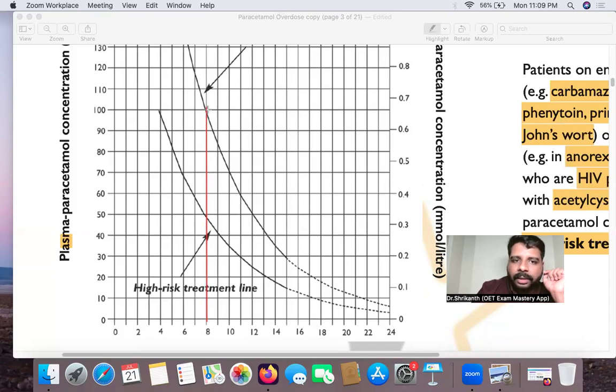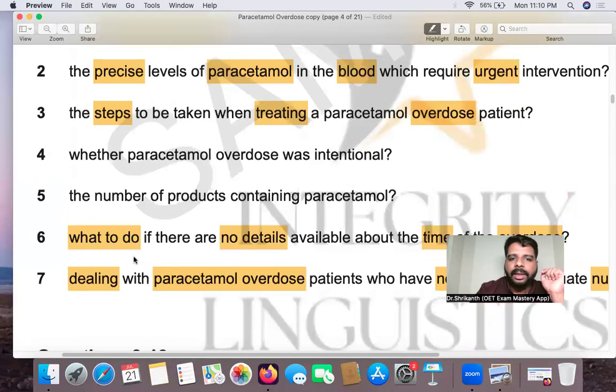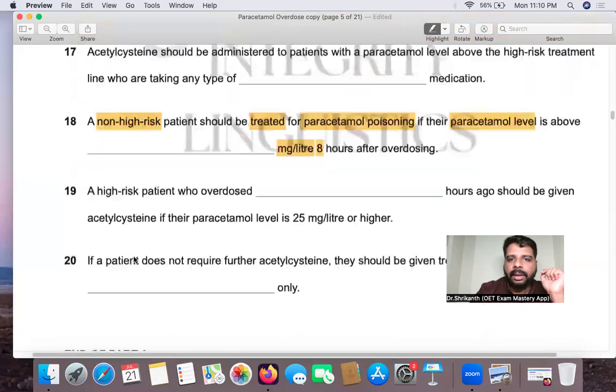And the question is asking you what? If it has been 8 hours after overdose and if it is a non-high risk patient, how much should their paracetamol plasma concentration level be? So where is it amounting to? It is amounting to 100, right? So what will be the answer? You will be writing 100. Yes or no? So the answer will be 100 mg per liter.